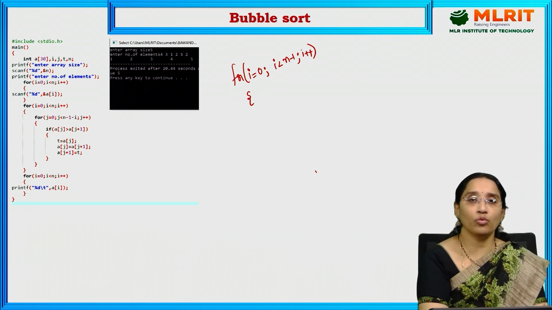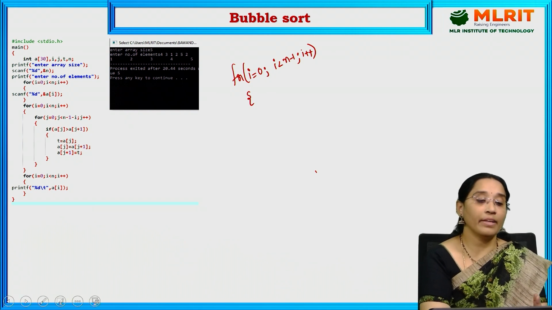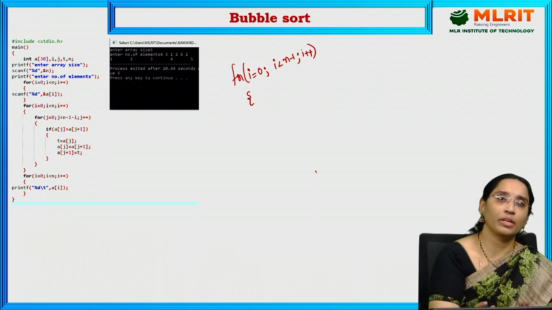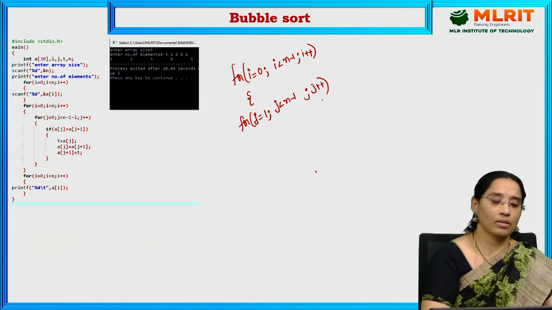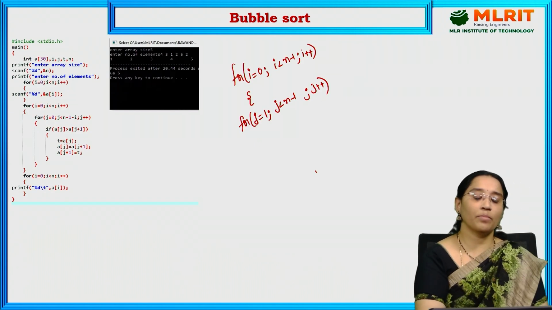We need 2 loops here. Why do we need 2 loops? One loop is responsible for the number of iterations, when i is 0, i is 1, i is 2, i is 3, like we have seen in the example. And the other loop is for the comparisons. So we have done the comparison. So we need 2 loops here. For j equals 0, j less than n minus 1, j plus plus.